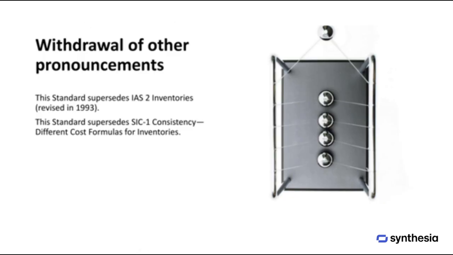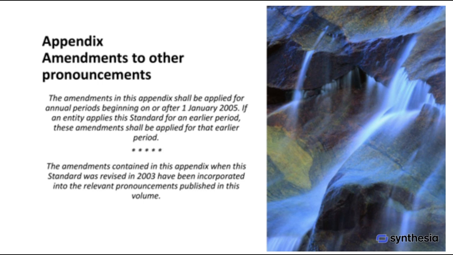This standard replaces the earlier IAS 2 Inventories that was revised in 1993. It also supersedes SIC-1, which dealt with consistency in using different cost formulas for inventories. The amendments listed in this appendix are required to be applied for annual periods starting on or after January 1st, 2005. If an entity chooses to apply this standard for an earlier period, then these amendments must also be applied for that earlier period. The amendments included here, made when the standard was revised in 2003, have been integrated into the relevant pronouncements published within this volume.